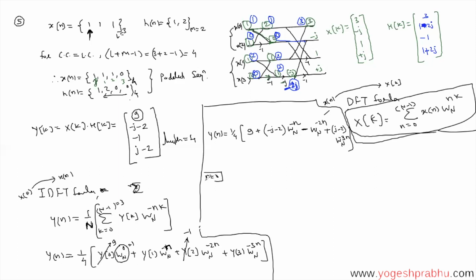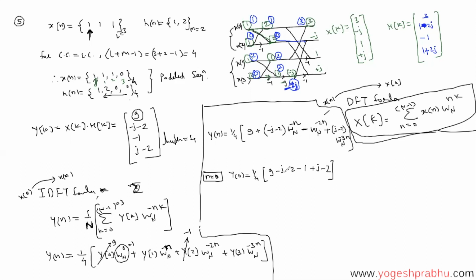Let's put n equals 0. 1/4, this will become y[0], right? So y[0] here is going to be 1/4 times 9, minus j minus 2. This is just W_N to the 0, and W_N to the 0 is just 1. Then this is just minus 1, with W_N to the 0 again 1. Then plus j minus 2, and this W_N to the 0 is also 1.